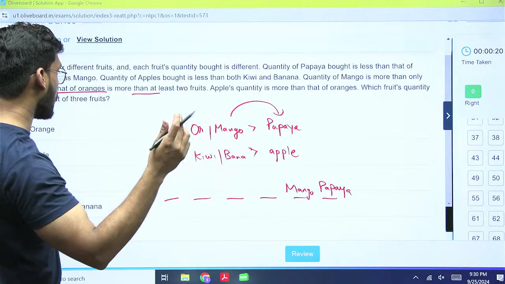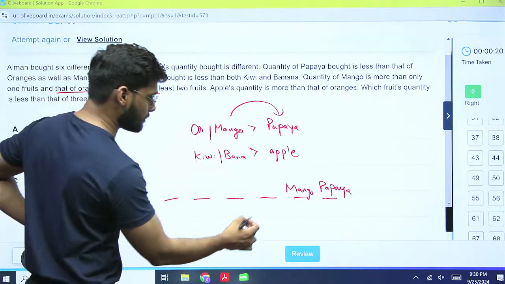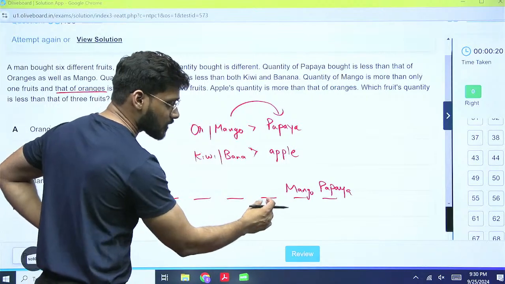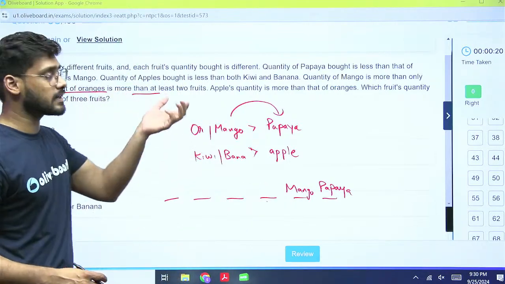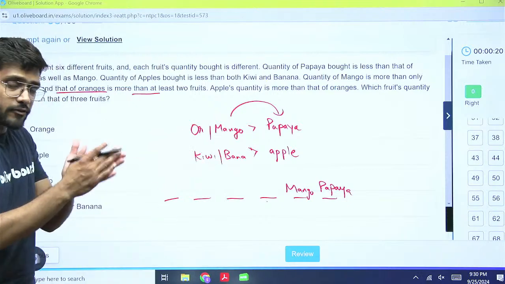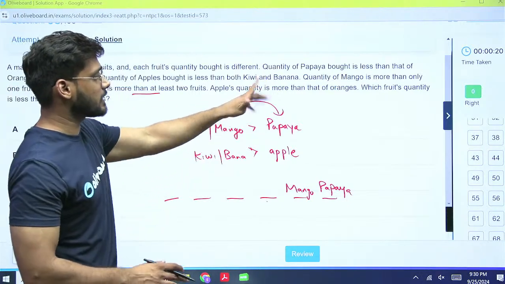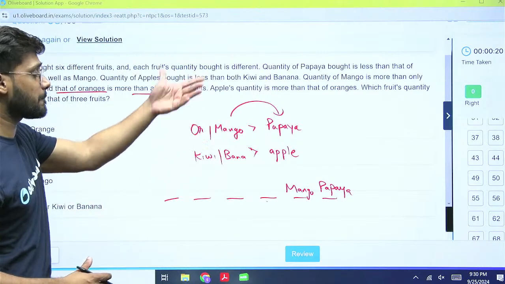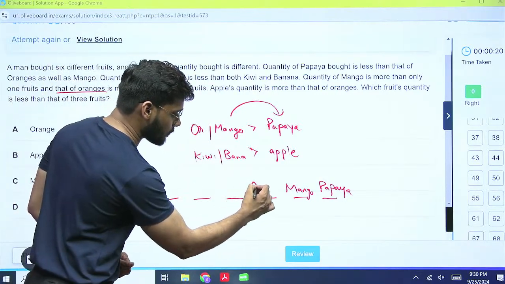The quantity of orange is more than at least 2 fruits. So orange can come over here, because after orange there should be 2 fruits, because it is given the quantity of orange is more than at least 2 fruits. So after orange there should be 2 fruits or more than 2, right? Apple's quantity is more than that of orange, and the quantity of apple is as well more than orange. So we can say orange will come over here only.